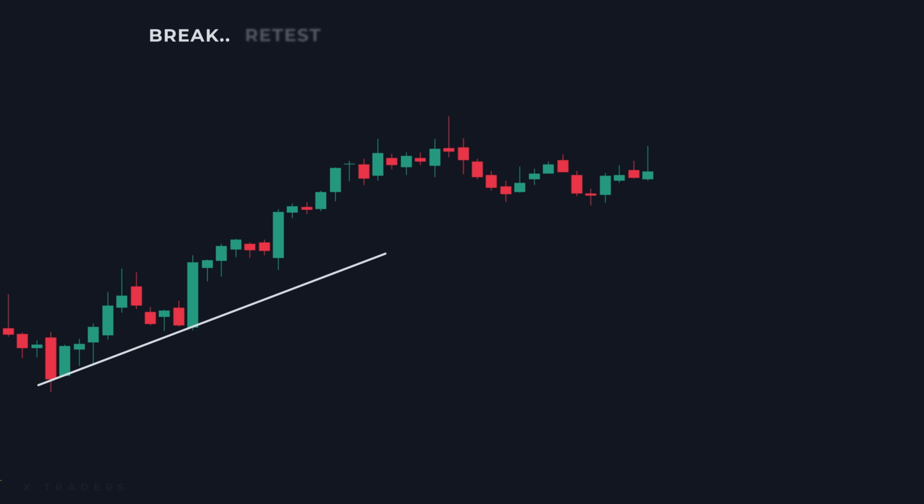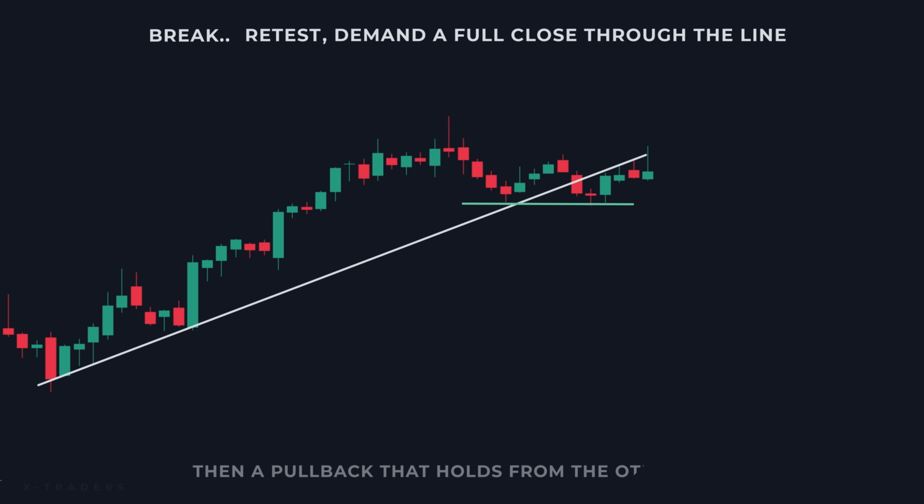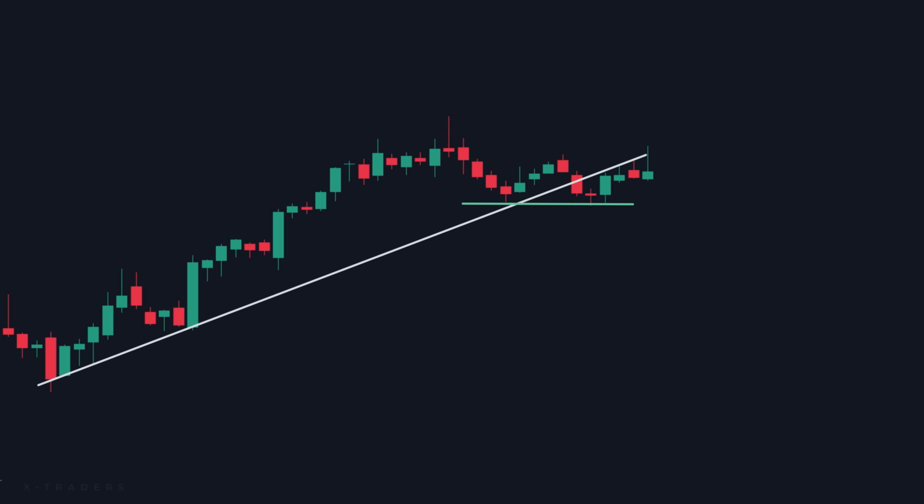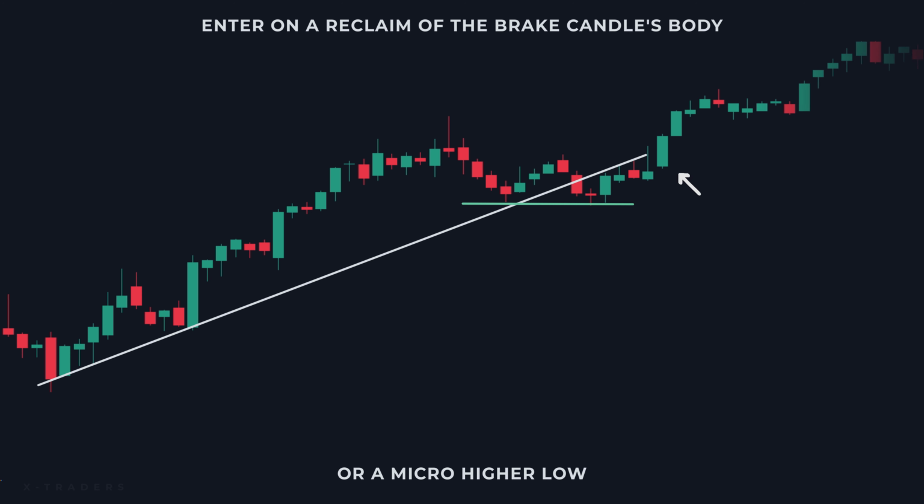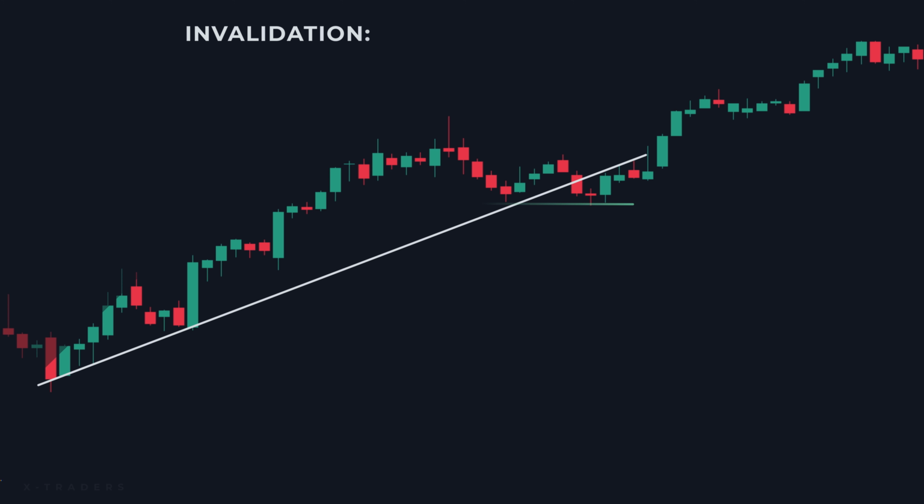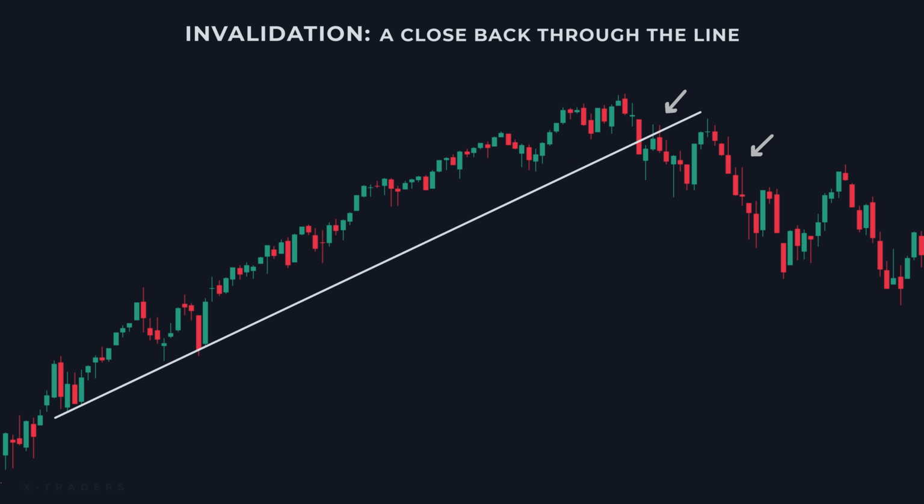Break, retest. Demand a full close through the line, then a pullback that holds from the other side. Enter on a reclaim of the break candle's body or a micro higher low. Invalidation: a close back through the line.